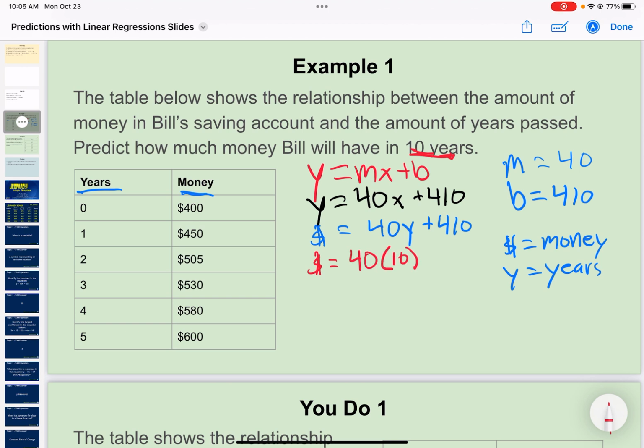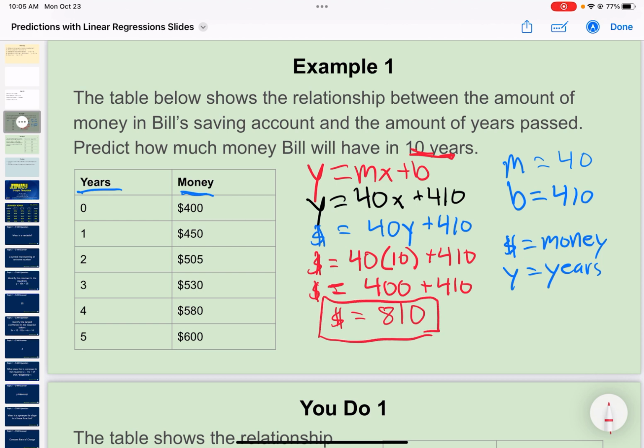Plug in a 10 for the y, and I can solve. 40 times 10 is 400, plus 410. We predict that in 10 years, Bill will have $810 using a linear regression.